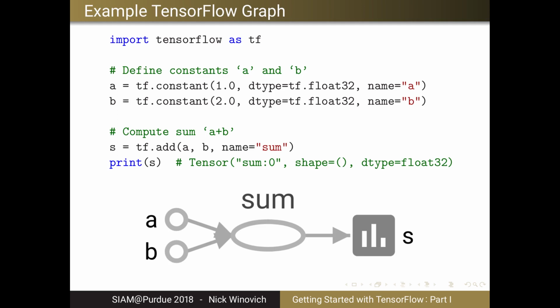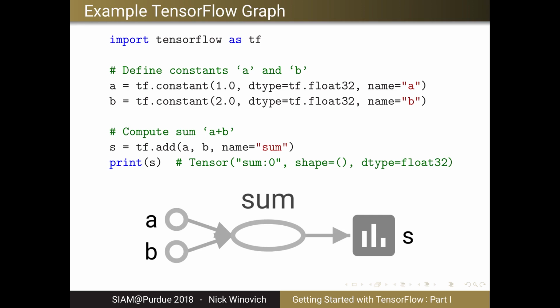If we stop right here and we print that symbolic tensor, what we'll see is a shape, which is empty, which just means a scalar. It has no dimensions, and a data type, the float. So it knows the shape, it knows the float, but notice it does not know the value. We do not get 3 out of this. Instead, we get its name, sum:0.